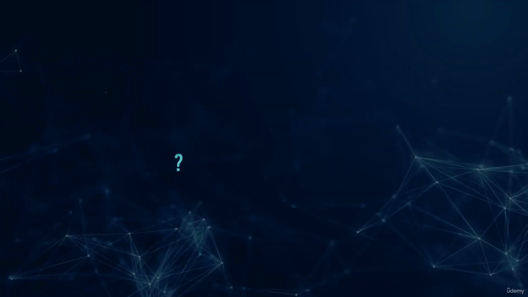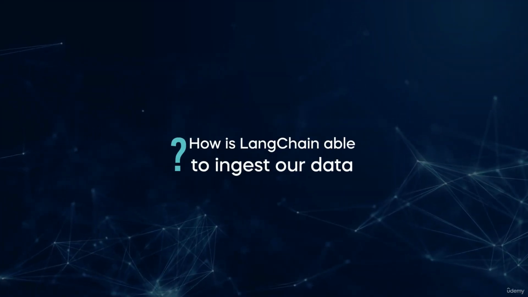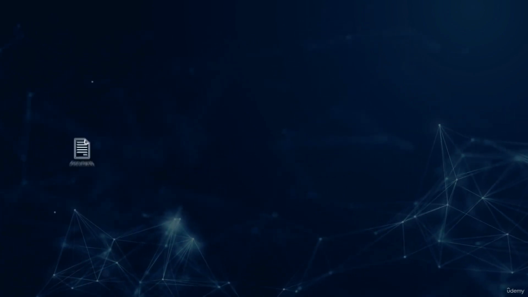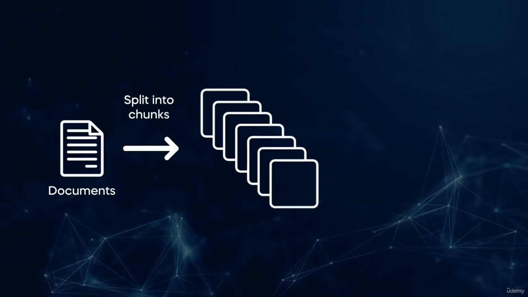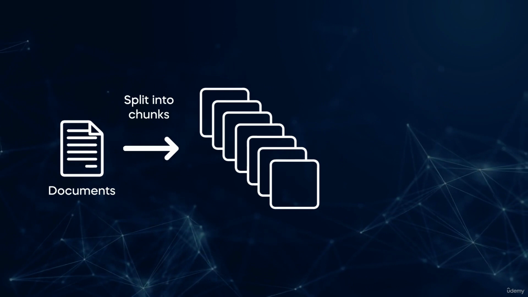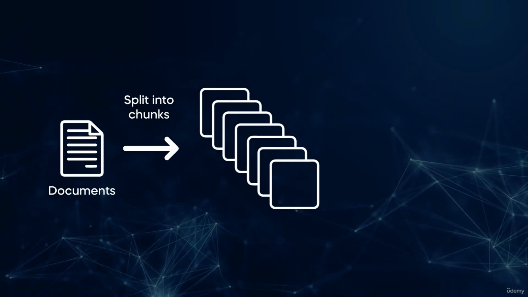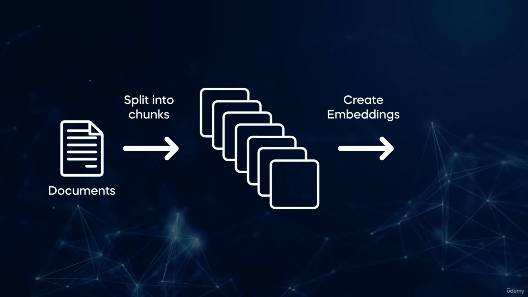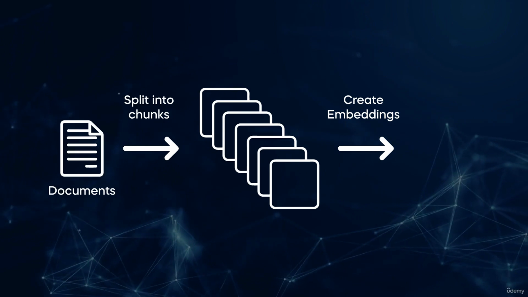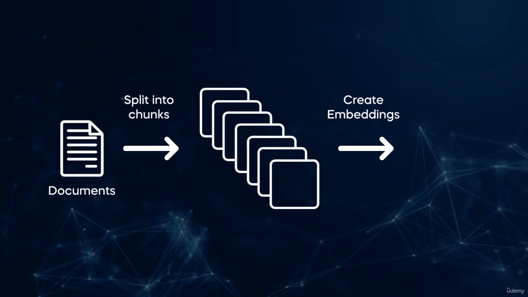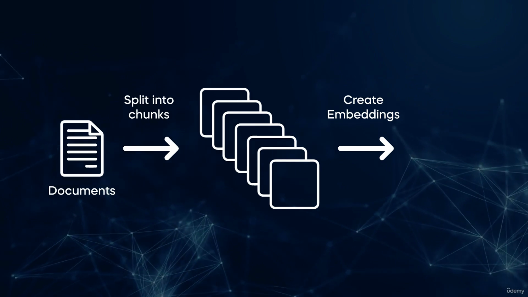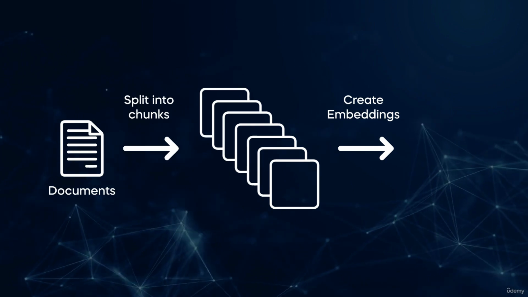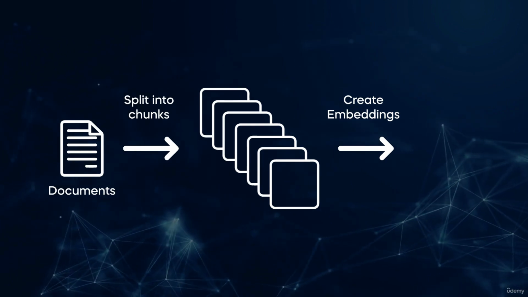So, how is LangChain able to ingest our data and have it read by our large language model? The first step is to load in our custom data and break it into chunks, as language models generally have a limit to the amount of text they can deal with at once. We then create numerical embeddings for each chunk of text. This helps us find similar chunks of text within the data, which is useful when our language models are trying to find which parts of text are important when answering a given question.